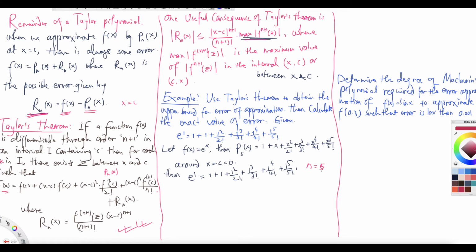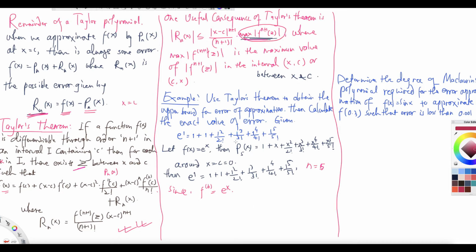Now, why do I need f6, the sixth derivative? Because Rn of x is less than or equal to the maximum of the 6th derivative. For e to the x, what it says is that there exists a point g between x and c. Here x is 1 and c is 0, so we need to find the maximum of that.